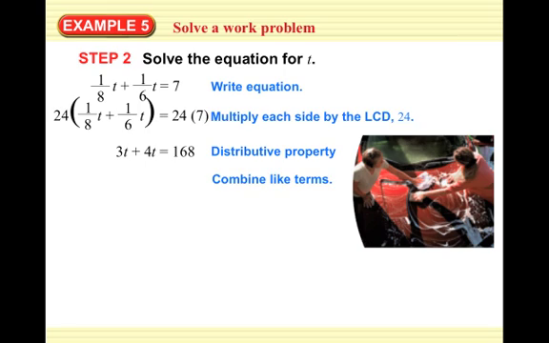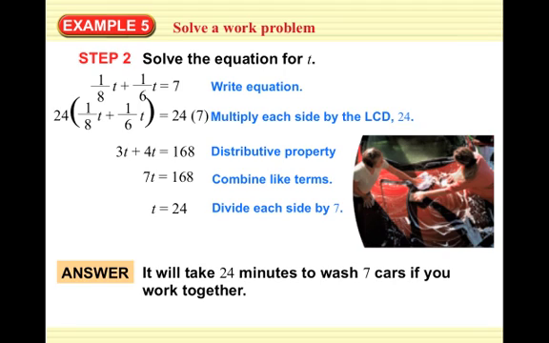So let's combine terms. So we get 7t equals 168. Well, that's 7 times t equals 168. To undo the 7 times t, we're going to divide by 7. And so that gives us t equals 24. So it will take 24 minutes to wash 7 cars if you work together. That's pretty good. Now, let's just double check.